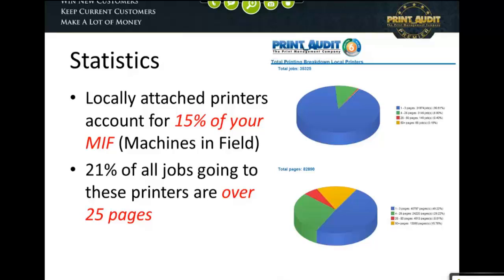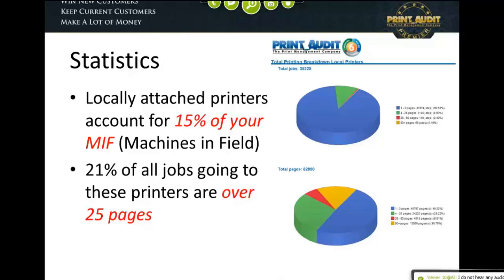So you can see here locally attached printers, and for those that aren't aware of what those are, they're really printers that are not networked. They don't have an IP address. They're printers that are connected directly to computers within your customer sites. So locally attached printers account for 15% of your total MIF.